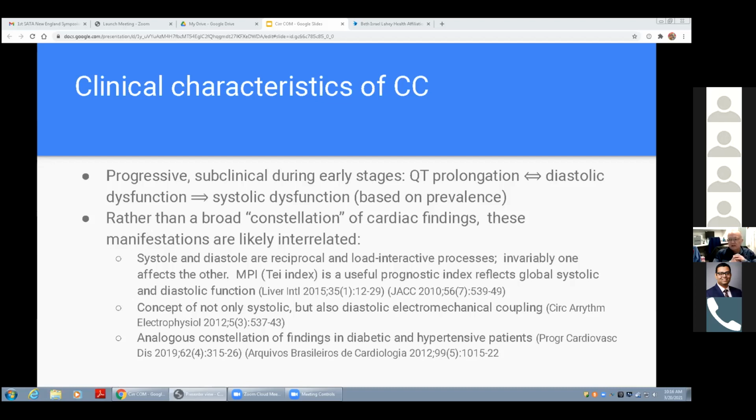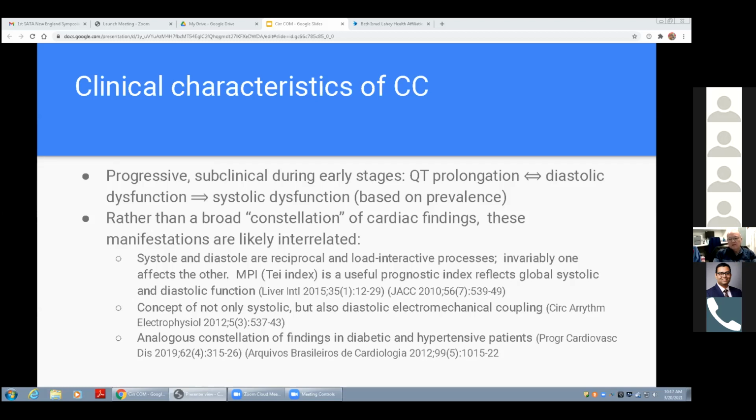A condition that we think of predominantly as a diastolic disease with normal left ventricular ejection fraction. Cardiac amyloid is probably best or most sensitively detected using speckle tracking or global longitudinal strain, which is really a measure of regional systolic function. In addition, indices that measure a combination of systolic and diastolic dysfunction, like the TEI index or the myocardial performance index, have become very important in predicting prognosis in a variety of diseases.